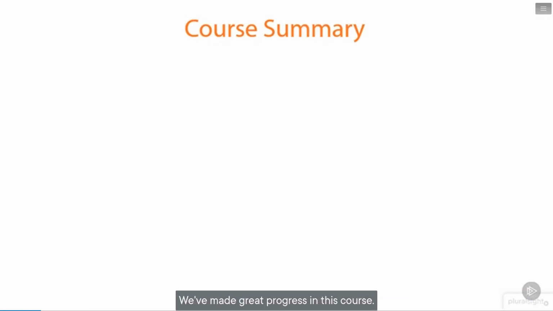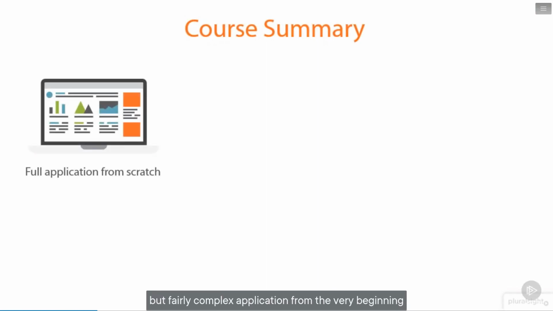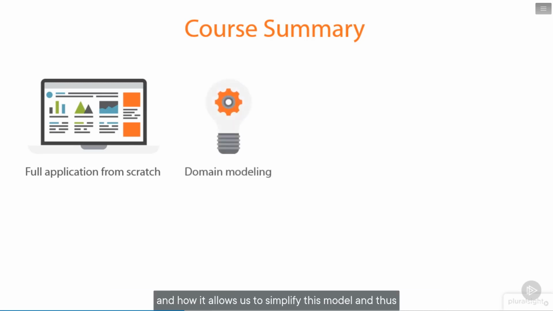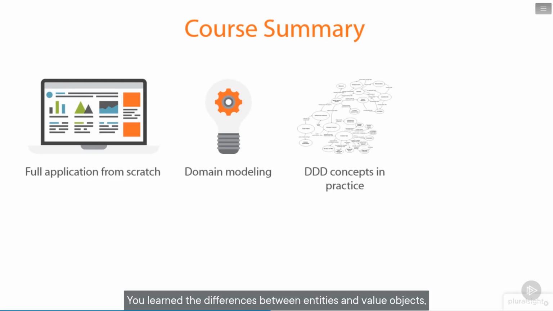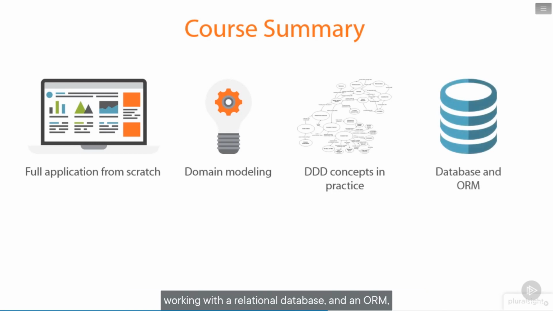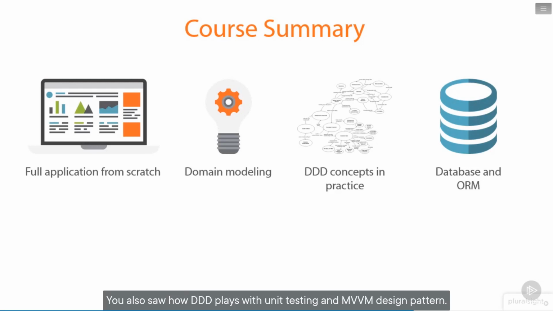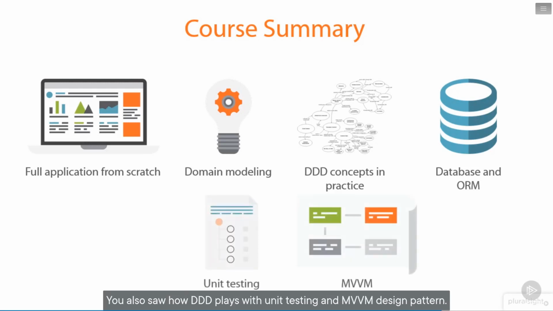We've made great progress in this course. We've built a small but fairly complex application from the very beginning using domain-driven design principles. You saw how DDD helps us focus on the essential parts of the software, its domain model, and how it allows us to simplify this model and thus keep it maintainable in the long run. You learned the differences between entities and value objects, how to keep the model isolated in the face of working with a relational database and an ORM, how to work with aggregates, repositories, bounded contexts, and domain events. You also saw how DDD plays with unit testing and the MVVM design pattern.